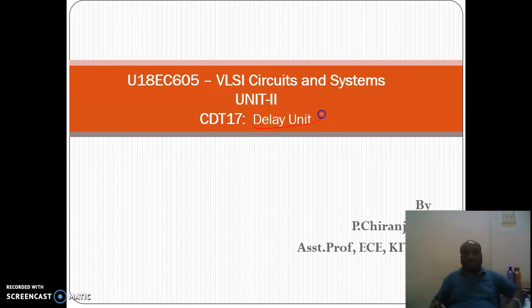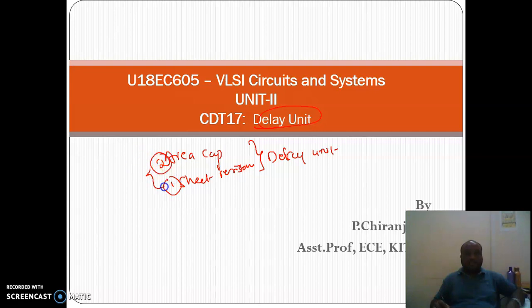Today's topic, delay unit. In our previous topic, we have done with the area capacitance of layers and sheet resistance. So based on these two parameters, we are going to calculate delay unit. That's a continuation topic for the previous two topics, sheet resistance and area capacitance of layers, where we have summarized both sheet resistance and area capacitance of layers based on the layer information into their respective tables with their relative values. So in the present lecture, we will be focusing on delay unit based on the sheet resistance concept and area capacitance of layers.